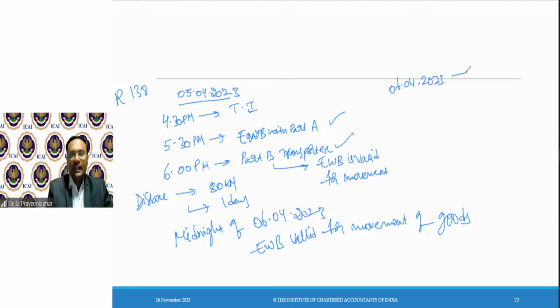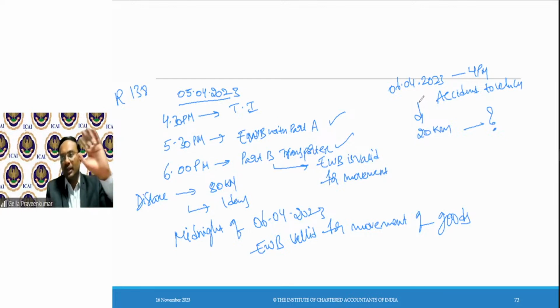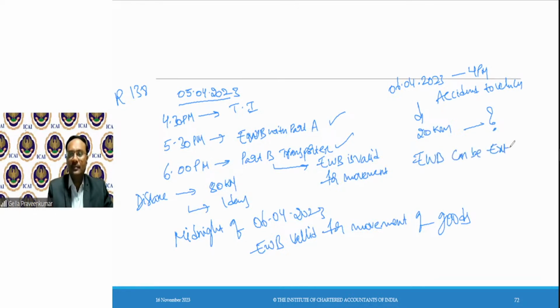Now, on 6th April 2023, at 4 p.m., there was an accident to the vehicle. There is a further distance of 20 kilometers to travel for delivery of goods. What needs to be done? This e-way bill is valid till midnight of 6th April, the vehicle got damaged, and there was no other alternative vehicle available. Then the e-way bill can be extended, that is, the validity can be extended.